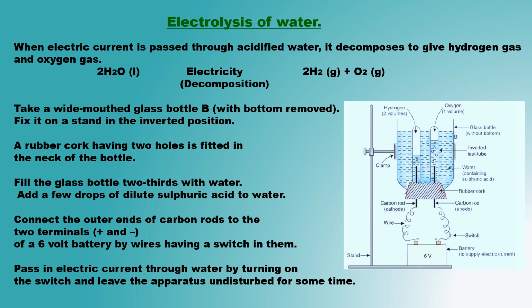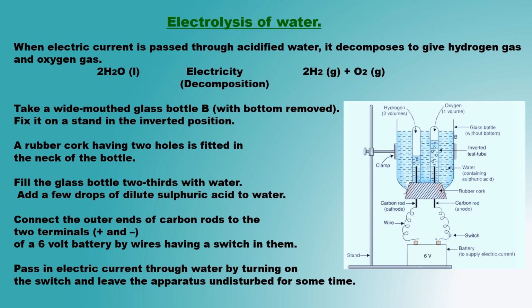Then remove the gas-filled test tubes carefully and test them one by one by bringing a burning candle close to the mouth of each test tube. When a burning candle is brought near the mouth of the left test tube, the gas in it burns rapidly, making a popping sound or little explosion. We know that hydrogen gas burns with a popping sound. So, the gas collected in the left test tube over the negative electrode, which had double volume or two volumes, is hydrogen.